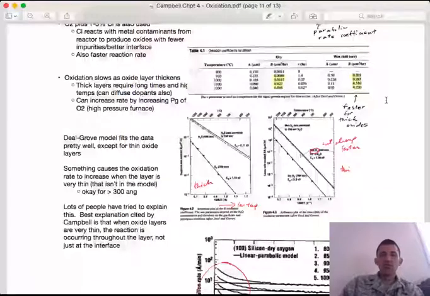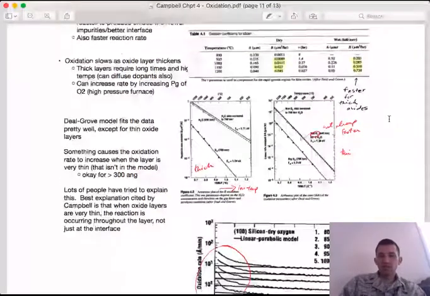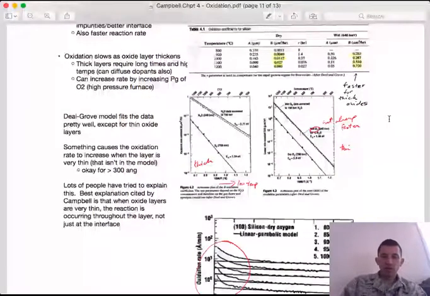So they're determined experimentally. And so here's Table 4.1 from Campbell, which gives you the A's and B's and the taus for wet and dry conditions as a function of temperature, right? So these are what you need to do the homework problem and to calculate oxide layer thicknesses in practical applications.